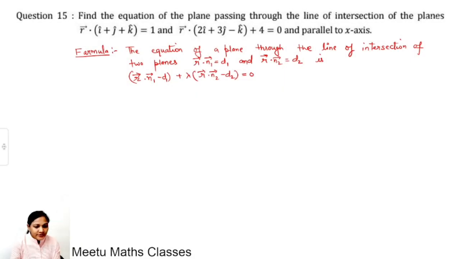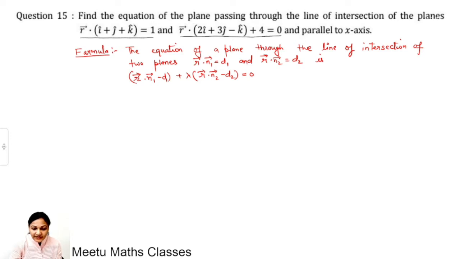Your next question is question number 15. Find the equation of the plane passing through the intersection of the planes. You are given two planes and the required plane must pass through the line of intersection of these two planes and parallel to x-axis. Now first of all, there is a formula to find out the equation of a plane passing through the line of intersection of two planes.